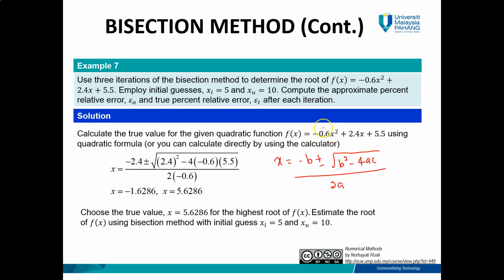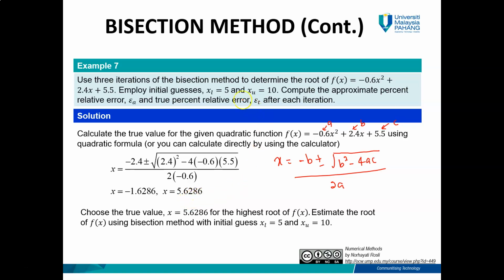In our equation here, this is the value of a, this is the value of b, and this one is the value of c. So here, negative b means negative 2.4, plus minus the square root of 2.4 squared minus 4 times a, which is negative 0.6, and c is 5.5. You need to divide by 2 times a, which is 2 times negative 0.6. When we solve this, we get two solutions: the first one is x equal to negative 1.6286 and the second one is x equal to 5.6286.